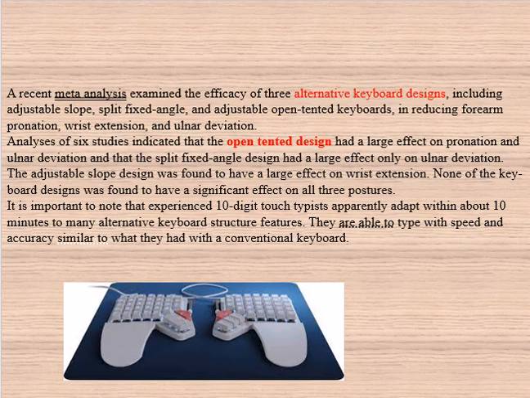A recent meta-analysis examined the efficacy of three alternative keyboard designs, including adjustable slope, split fixed angle, and adjustable open-tented keyboards, on forearm pronation and wrist extension and deviation. Analysis of 6 studies basically indicates that open-tented designs have a larger effect on pronation and elevation, and that the split fixed angle design had a larger effect only on the elevation. The adjustable slope design was found to have a large effect on wrist extension. None of the keyboard designs were found to have a significant effect on all three postures.